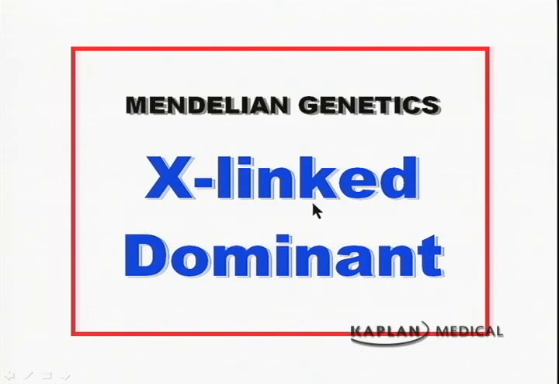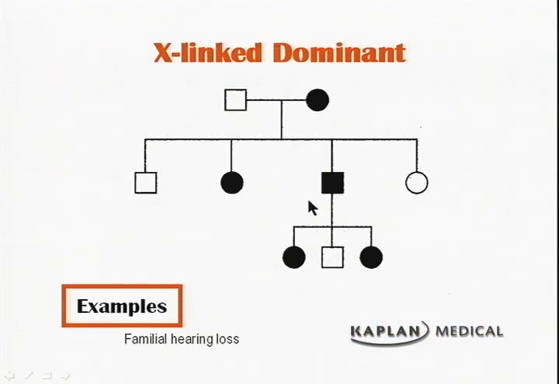X-linked dominant disorders are even more rare. Now, as we look at the pedigree, you can see that it does not skip generations. Every generation is affected. You notice that both males and females can have the disorder. Notice that there are no carrier states, but what is interesting is mother can give it to daughter and to son, but father can only give it to daughters, cannot give it to the son.